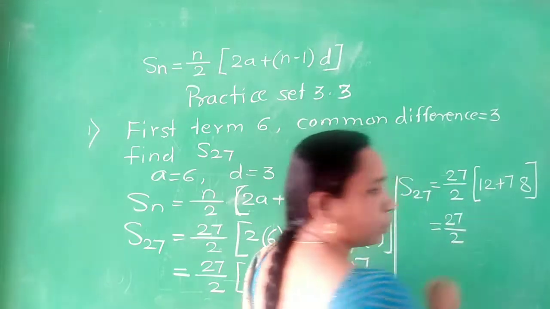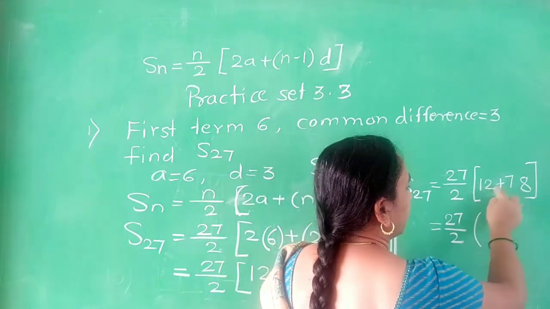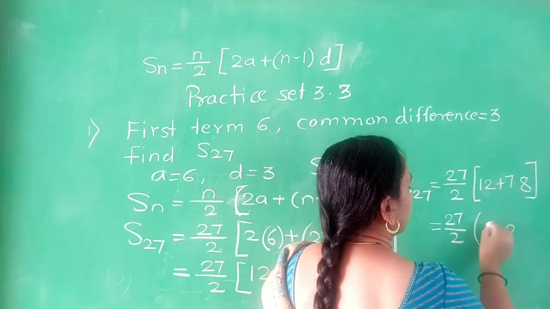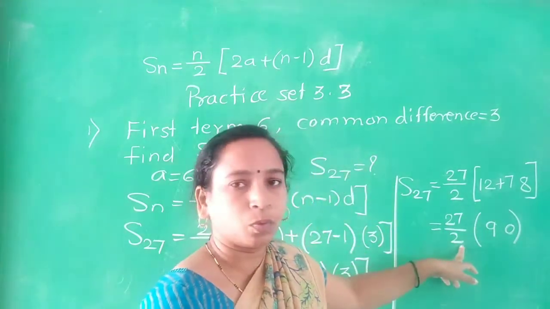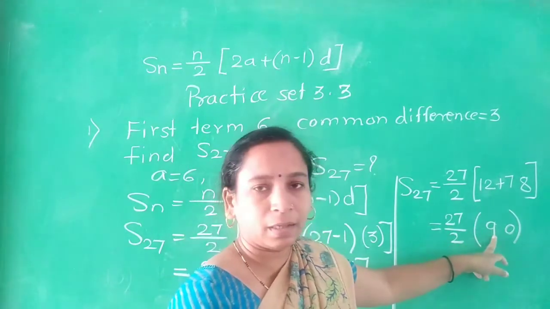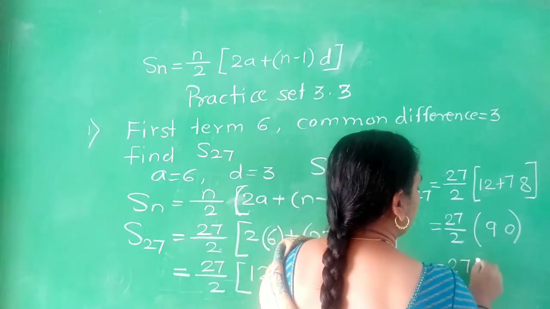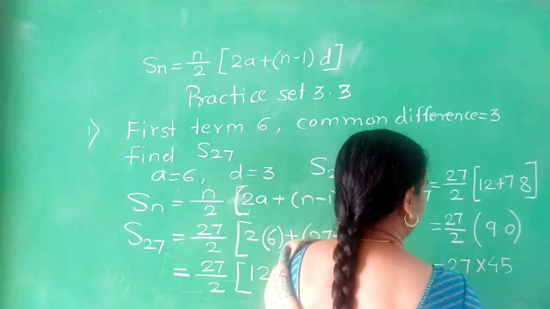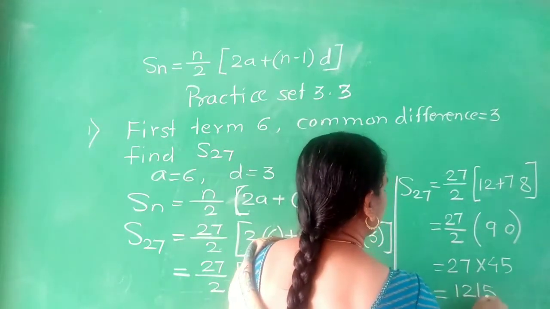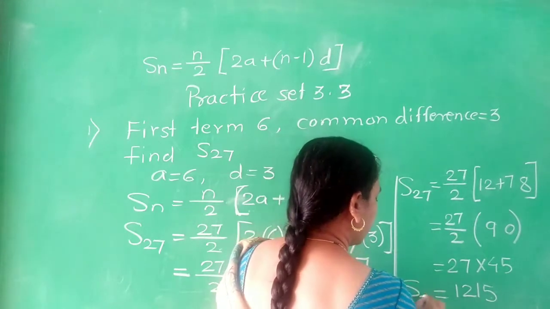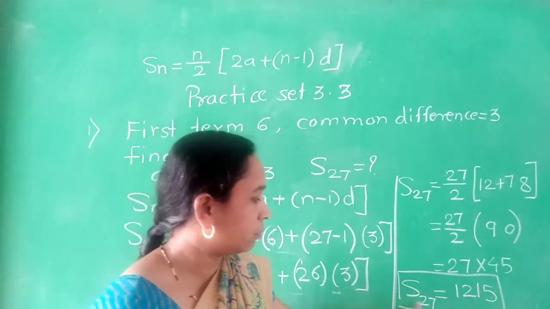27 upon 2. Now we have to add these two. If you add these two, we will get the answer 90. So 27 multiplied by 90 divided by 2. 90 we can divide by 2, so we will get 27 multiplied by 45. After multiplying this, we will get the answer 1250, which is the value of S27. Therefore, the sum of 27 terms is equal to 1250.